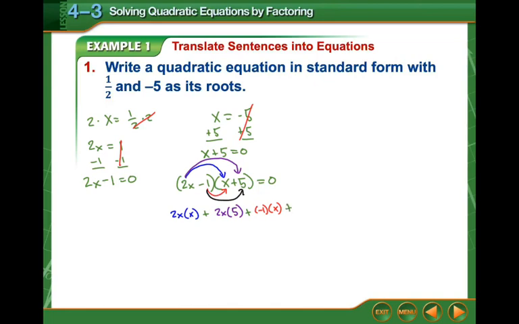And then the last, now I'm breaking this down in very, very minute steps here. I'm not going to do that every time. It's negative 1 times 5 equals 0. So multiplying these, 2x times x is going to be 2x squared. 2x times 5 is going to be 10x. And negative 1 times x is a negative x. And negative 1 times 5 is negative 5.